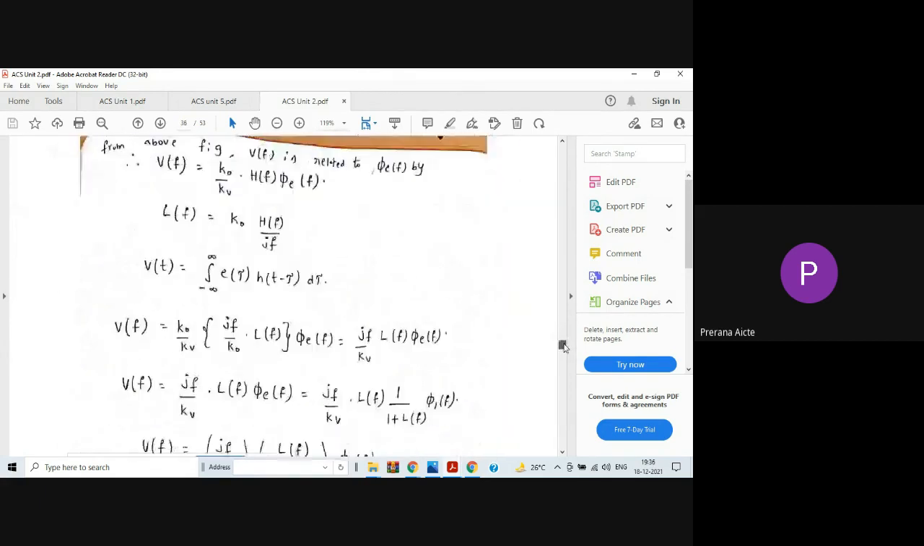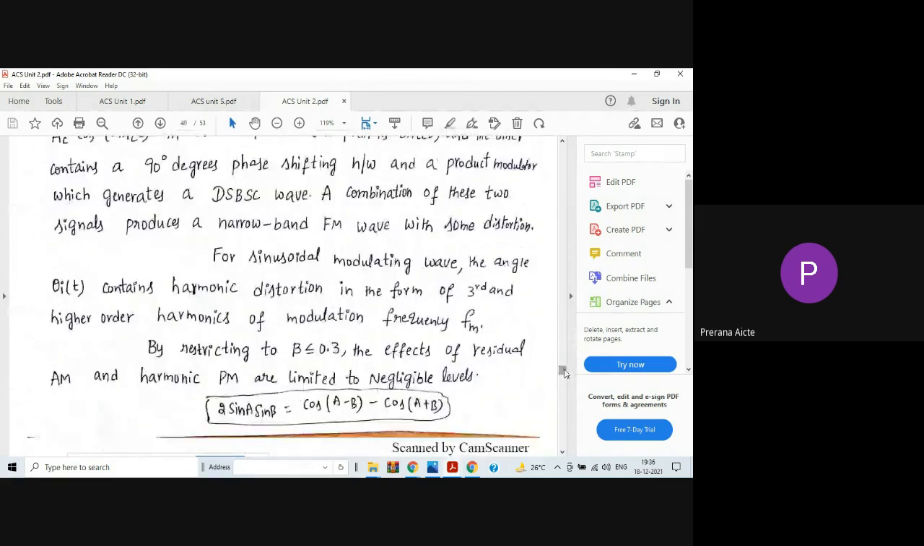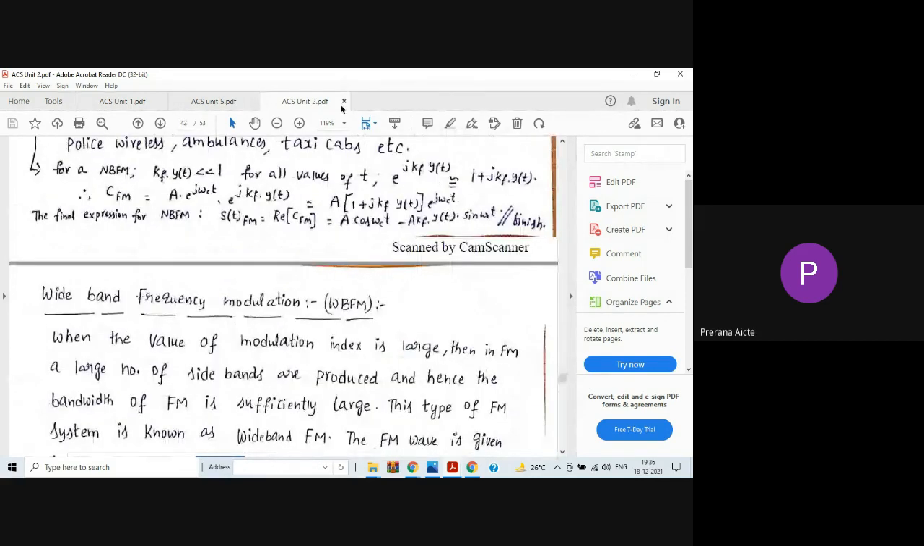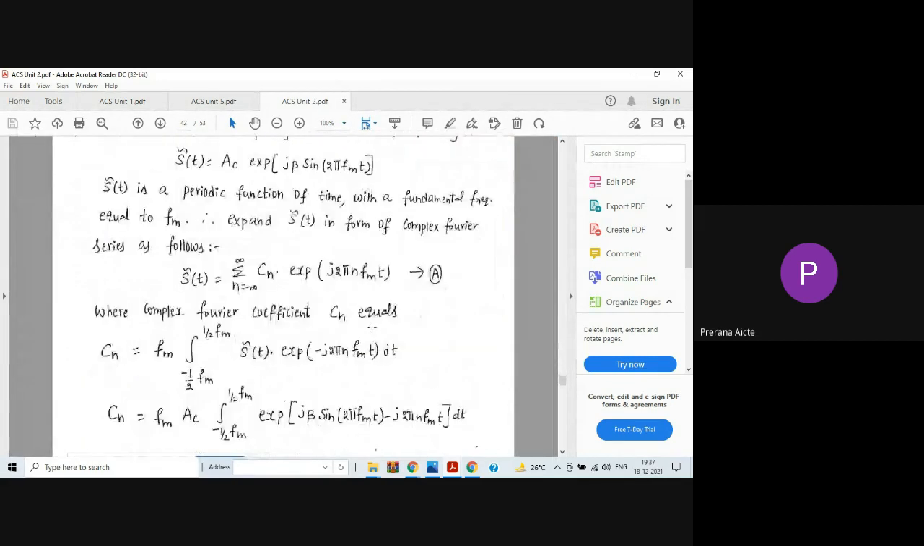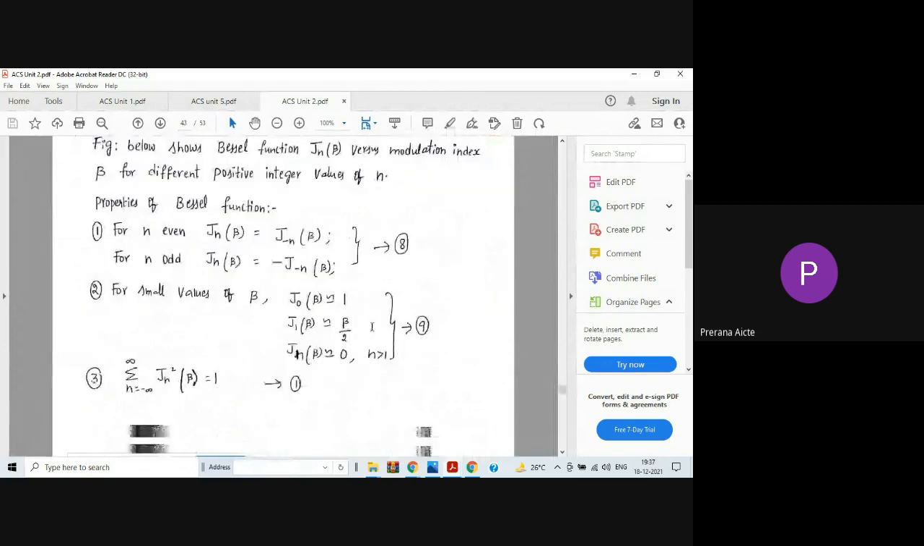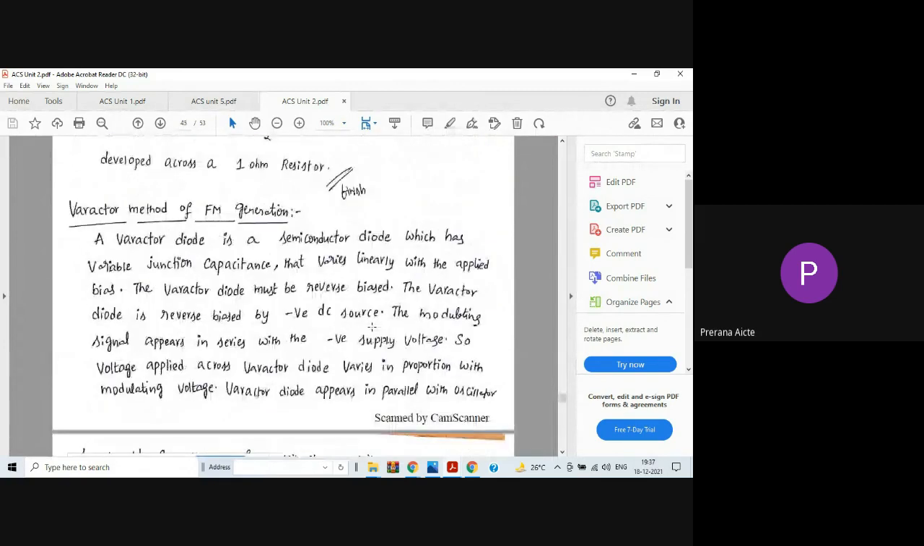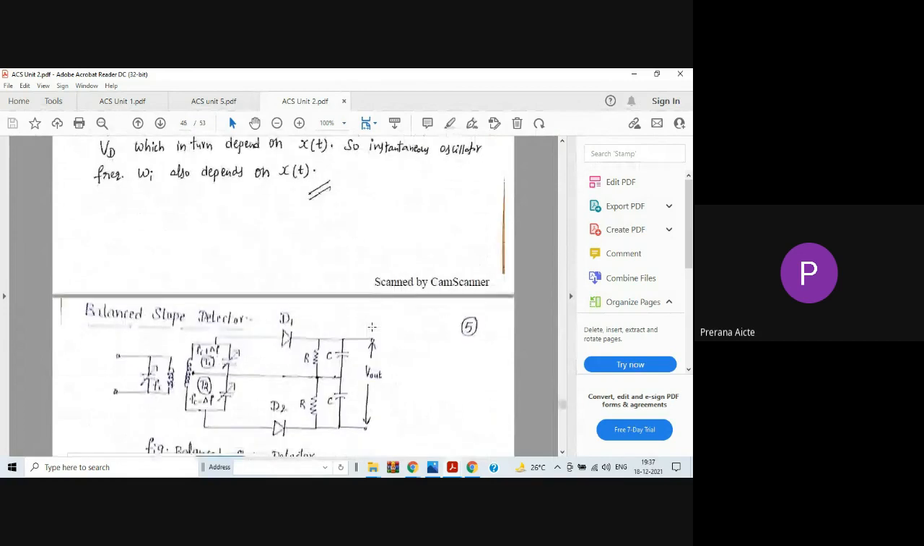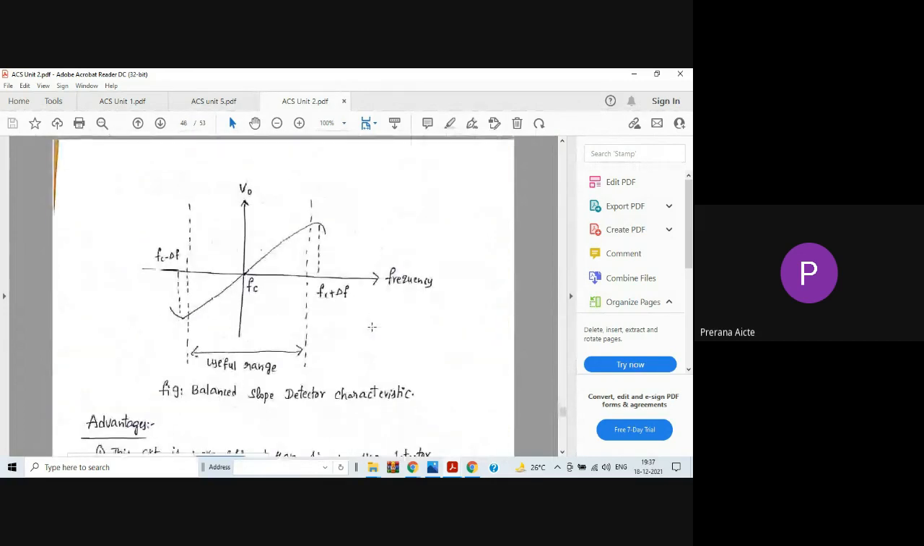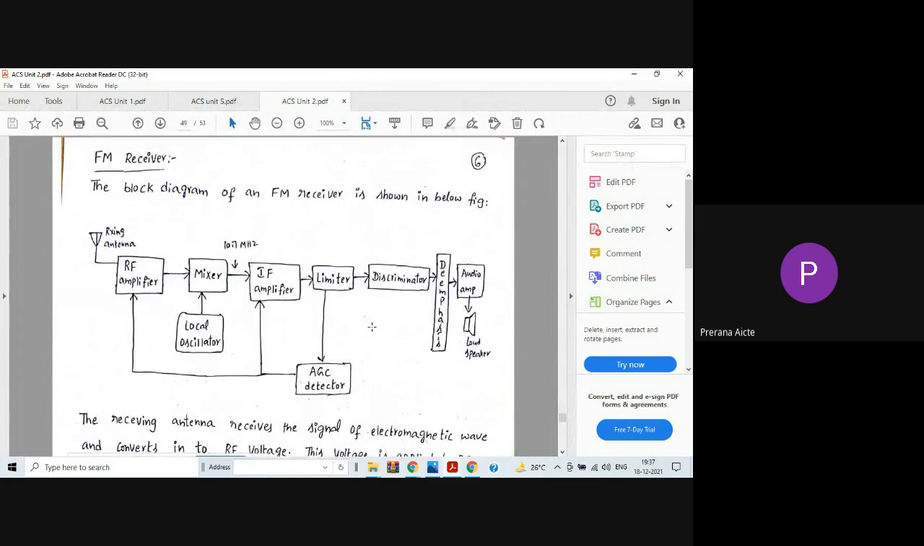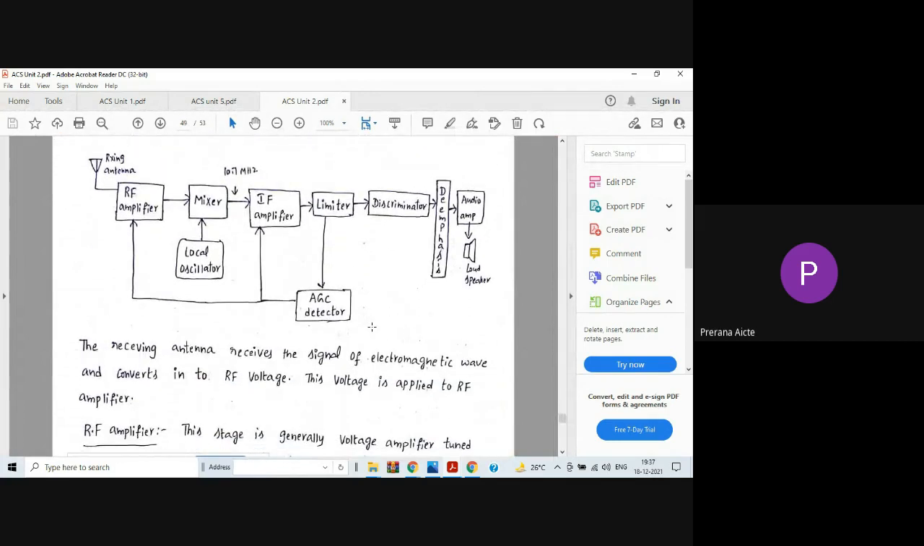So we discuss the FM receiver part. How do you define an FM receiver? We'll see that. What is the block diagram of the FM receiver? It consists of RF amplifier, mixer, local oscillator, limiter, automatic gain control, discriminator, de-emphasis, and audio amplifier.